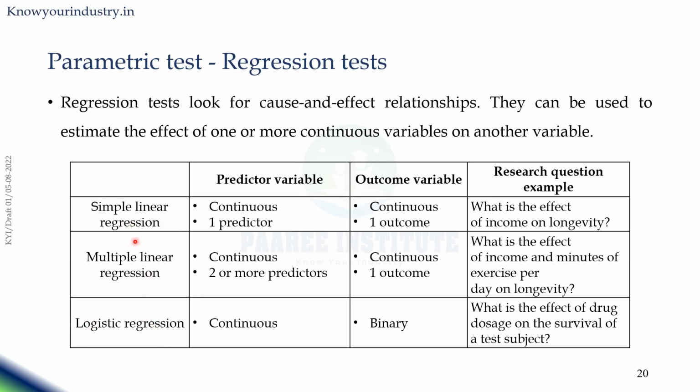So simple linear regression contains a predictor variable which is continuous, with one predictor. The outcome variable is also continuous, with one outcome. So it is generally used in a situation of research question, what is the effect of outcome on the longevity? This we have seen already in the previous slides with the example. Then there is multiple linear regression where it is also continuous with respect to the predictor variable as well as the outcome variable, but there are two or more predictors. However, the outcome will be one.